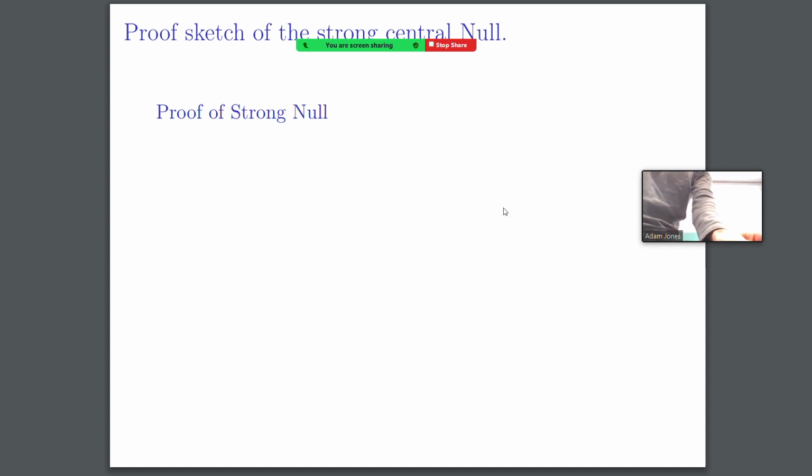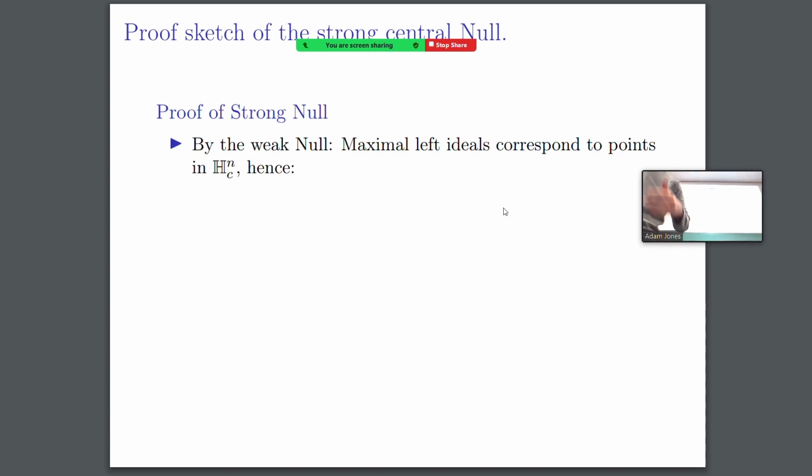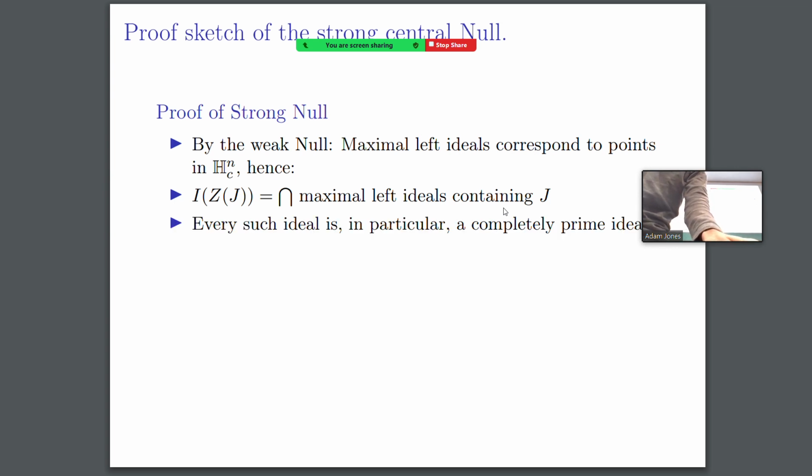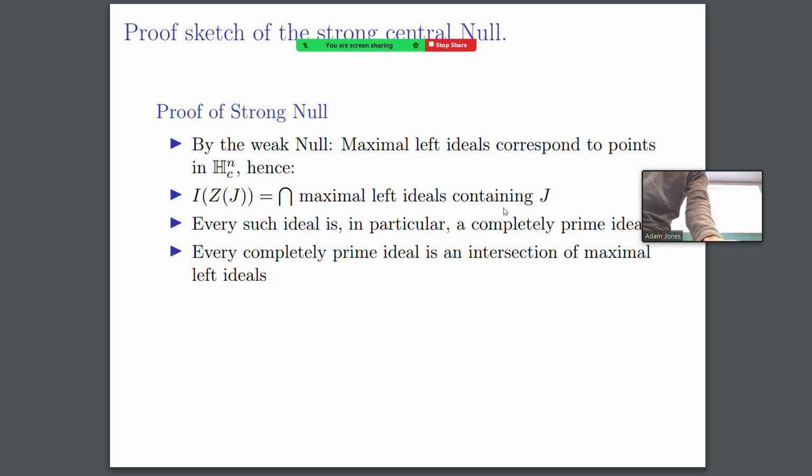Okay, and now I can just show you the proof of the Nullstellensatz. So by the weak version, we know that maximal left ideals correspond to points in the central affine space, which means that I of Z of J is the intersection of maximal left ideals containing J, simply by definition. As you recall from the two slides before, every one of these maximal ideals is in particular a completely prime left ideal. Conversely, every completely prime left ideal is an intersection of maximal left ideals.